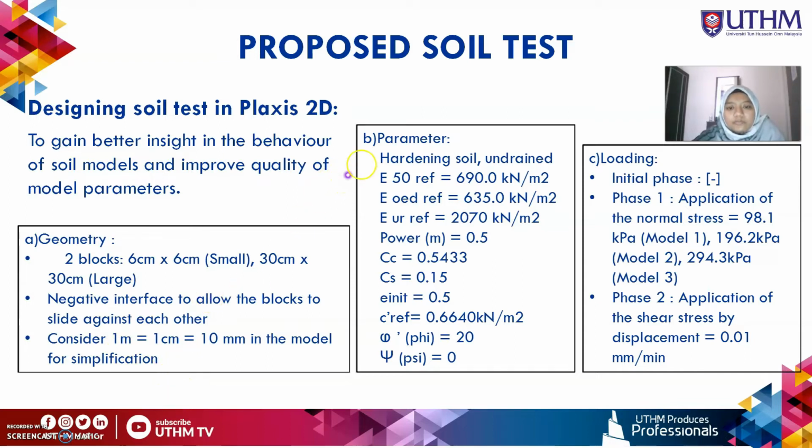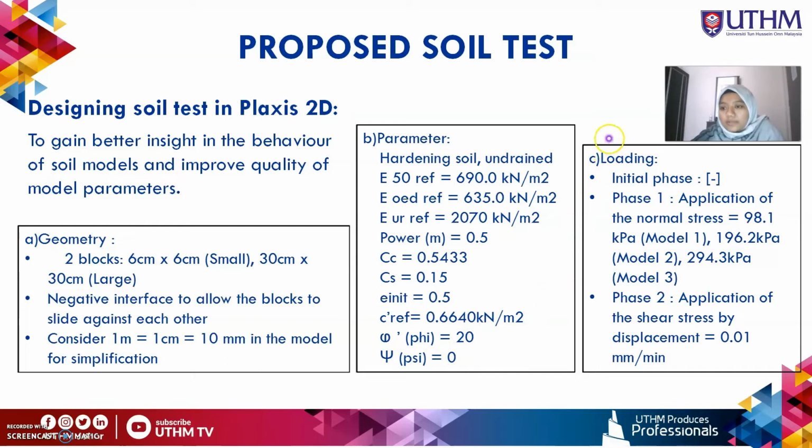Next, for parameters, it is hardening soil and drained. For this, the coefficient is 690 kN per meter square. This is 635 kN per meter square, and then this is 2070 kN per meter square. For power, it is 0.5. For Cc, it is 0.5433. For Cs, it is 0.15. For this, it is 0.5. For this, it is 0.664 kN per meter square. For this one, it is 20, and this one is 0.